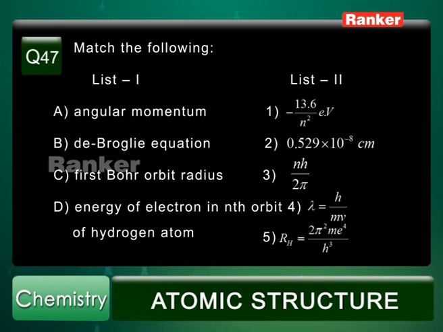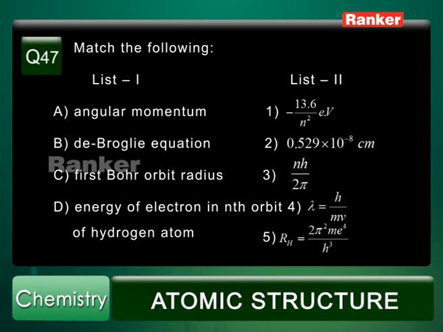In question number 47, again on the matching type, on the left side what is given is about the different characteristics, and the corresponding formulas are given in the list 2. Angular momentum of electron, that must be mvr is equal to nh by 2 pi. So A must be matched with the 3 in the list 2. De Broglie's equation lambda is equal to h by mv, so B must be 4, right? A to 3, B to 4.